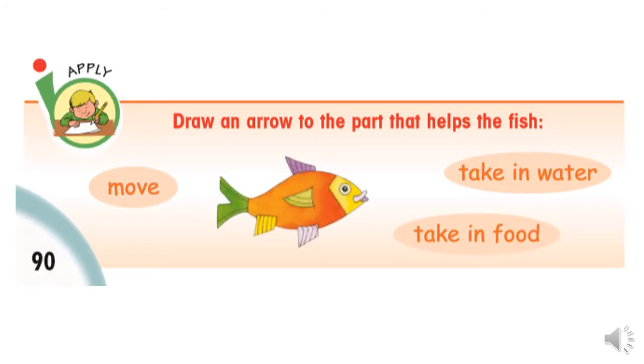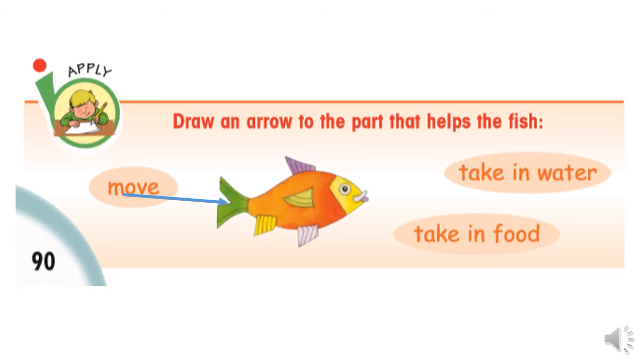Now we have to open our book page 90 in order to solve this exercise together. I have to draw an arrow to the part that helps the fish to move. As you know, which part of the fish is used in order to move? Can the fish move using its eyes or its mouth? The fish uses the tail, excellent, to move. So the fish uses the tail in order to move.